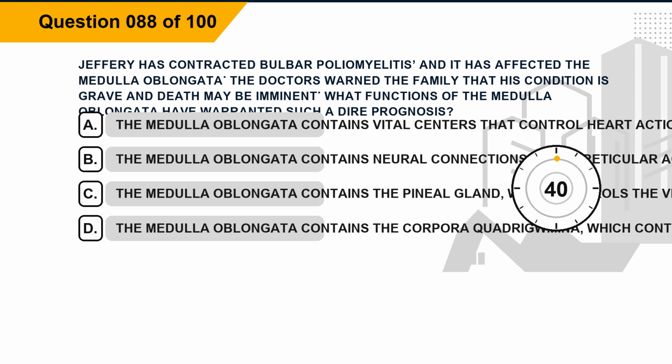Question 88. Jeffrey has contracted bulbar poliomyelitis, and it has affected the medulla oblongata. The doctors warn the family that his condition is grave and death may be imminent. What functions of the medulla oblongata have warranted such a dire prognosis?